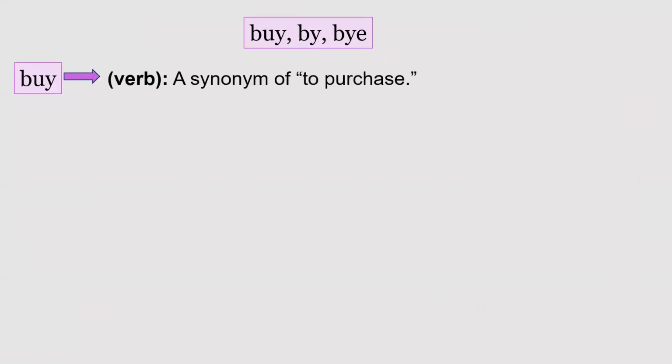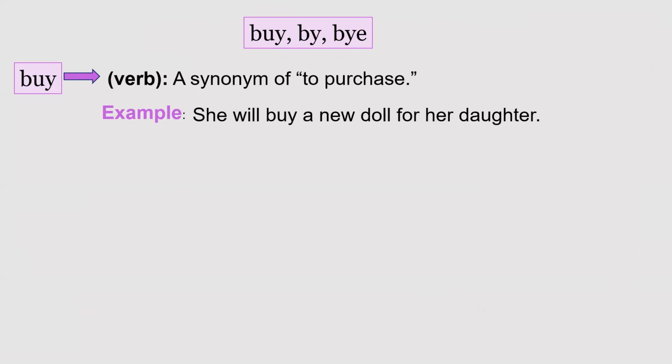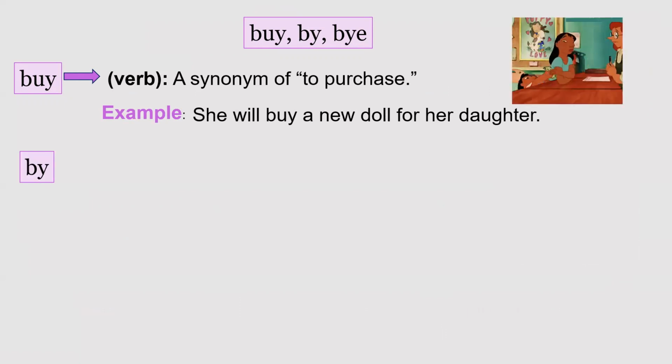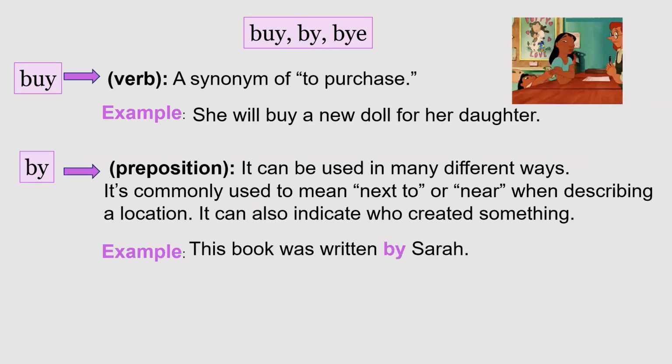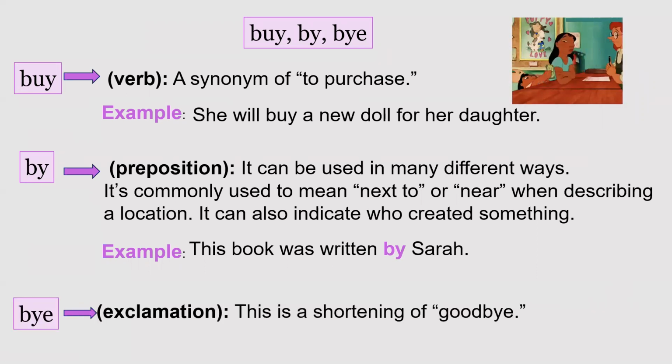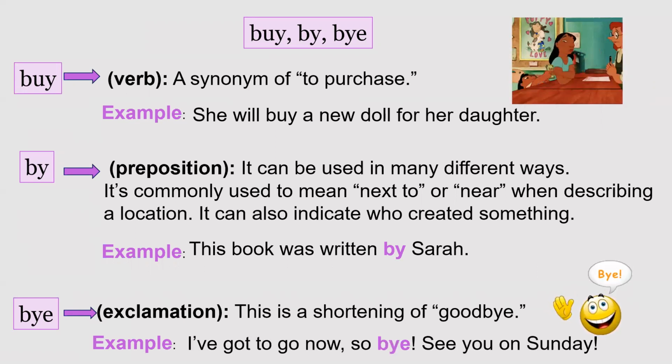Buy and by and bye. Buy with UY. It is a verb, a synonym of to purchase. Example, she will buy a new doll for her daughter. By with BY. It's a preposition, it can be used in many different ways, and it's commonly used to mean next to or near when describing a location. It can also indicate who created something, like in the example, this book was written by Sarah. Bye with YE. It's an exclamation. This is a shortening of goodbye. Example, I've got to go now, so bye, see you on Sunday.